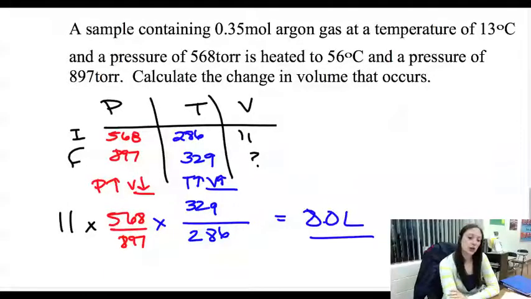Okay, this last one here, you should get 8 liters because, again, they're kind of fighting with one another. Pressure and temperature, one trying to make it go up, one trying to make it go down. So you should have your numbers accordingly there.